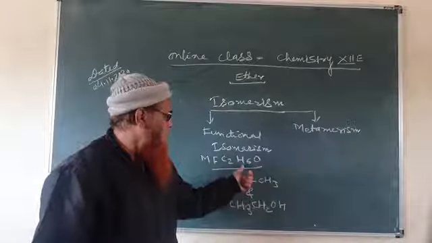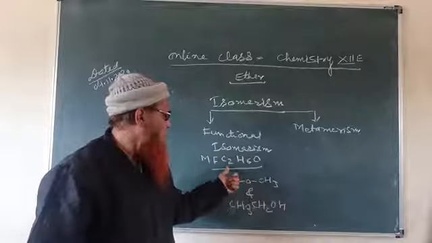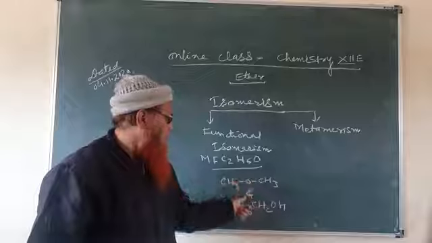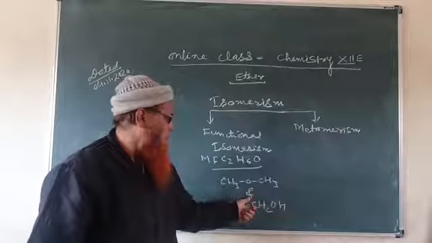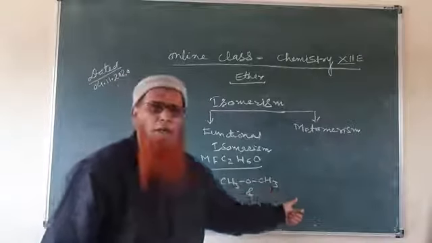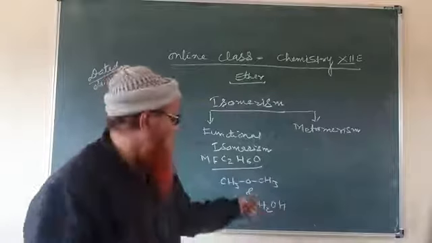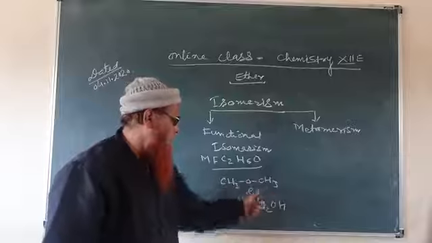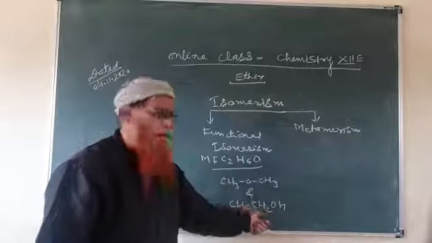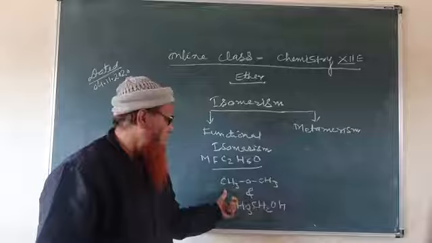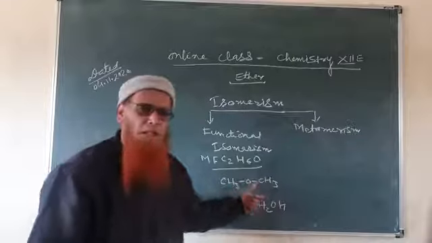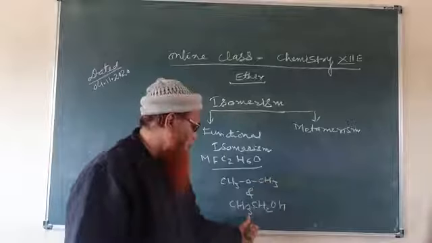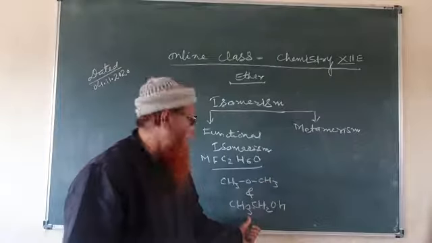So many times the exam asks: given the formula C2H6O, how many isomers are present, which type of isomerism is present, and also write their IUPAC names. So there are two isomers. Simple name is dimethyl ether. Its name is ethyl alcohol. But in IUPAC we say methoxymethane, and we also know that ethanol.